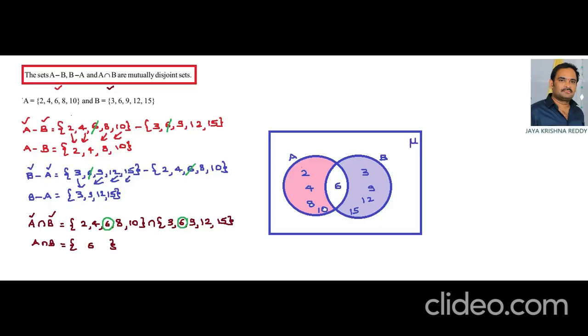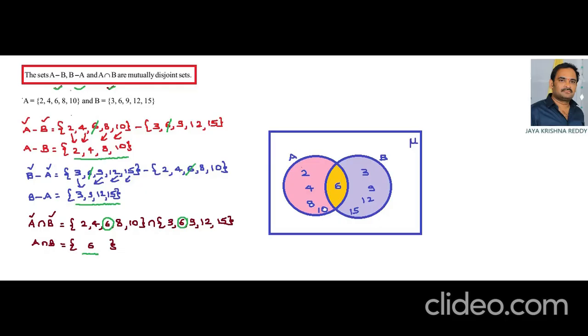Now which part of the diagram represents the intersection part? So this is the intersection part. If we observe here the elements of A minus B, B minus A and A intersection B: A minus B is having elements 2, 4, 8, 10, and B minus A is having elements 3, 9, 12, 15, and A intersection B having element 6. So there are no common elements from A minus B, B minus A and A intersection B.